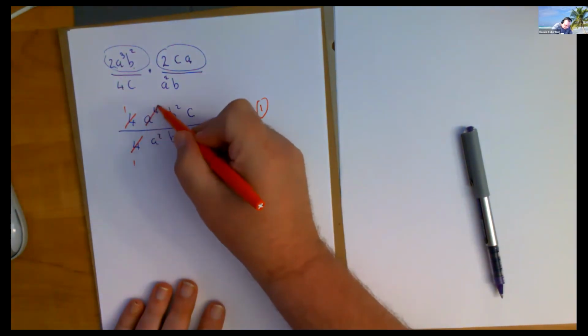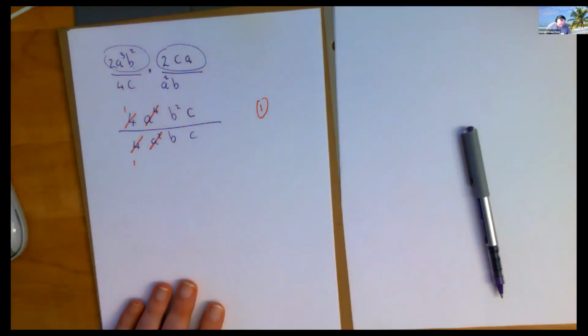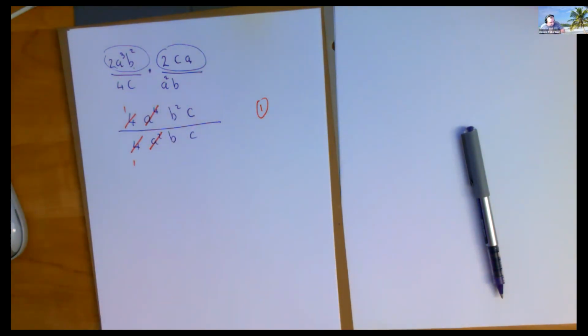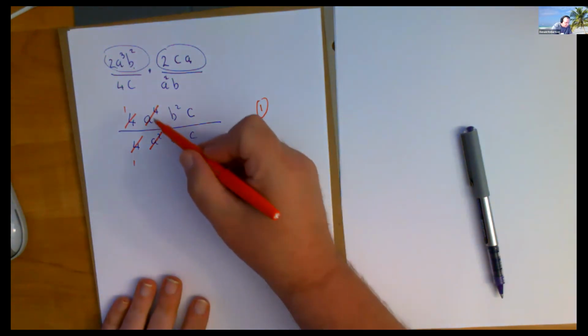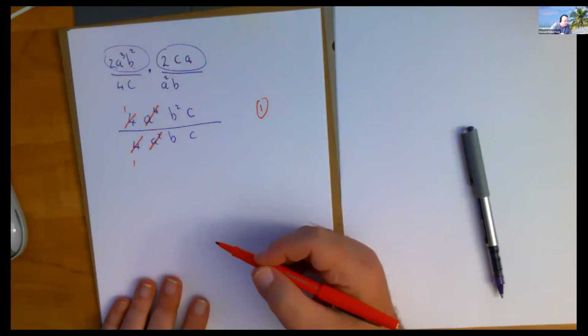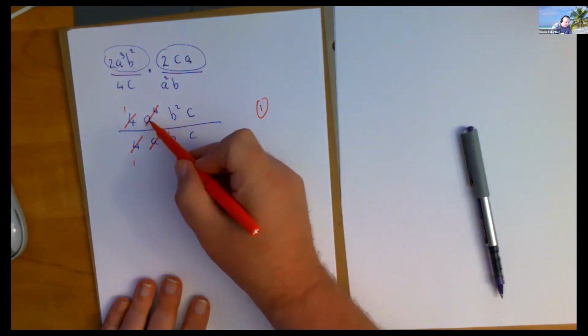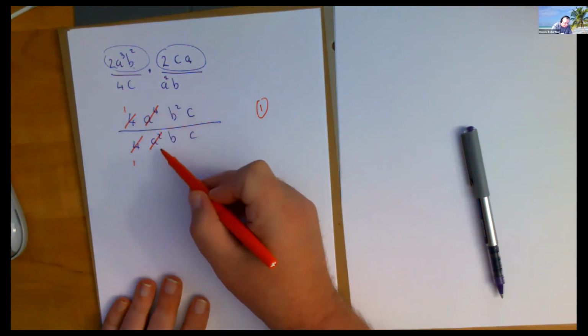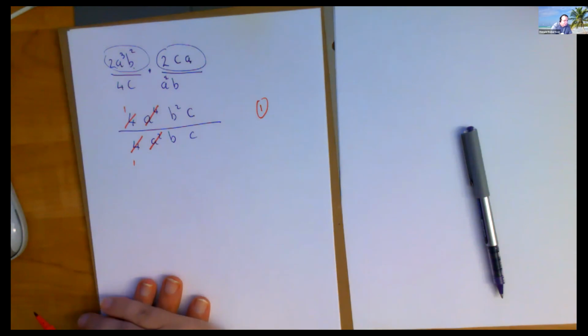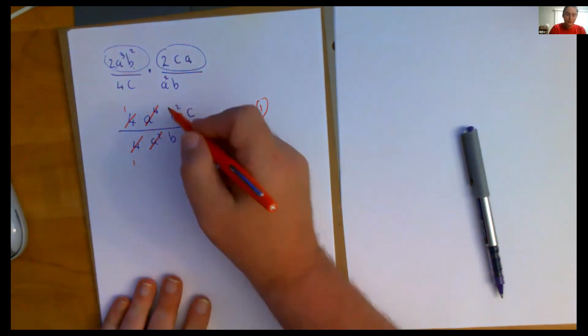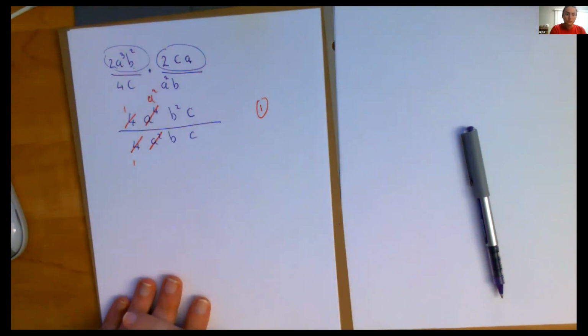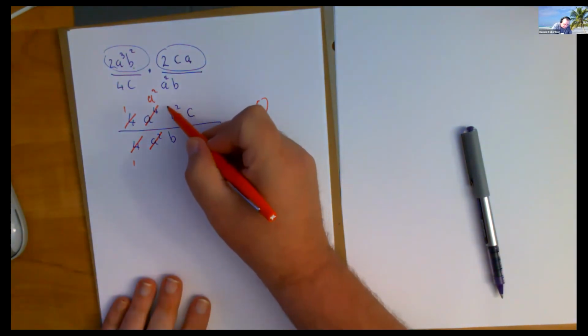What would an a to the 4 do on the top when you cancel it with an a squared on the bottom? What are you going to have left over in that situation here? A to the 4 top, a squared on the bottom. On top. I hear you. Together you gave me the right answer. A squared on top.